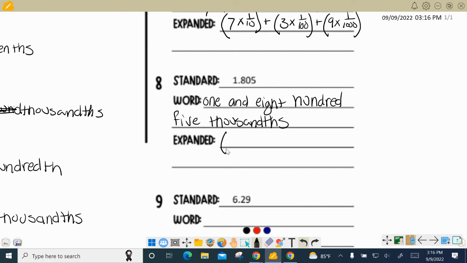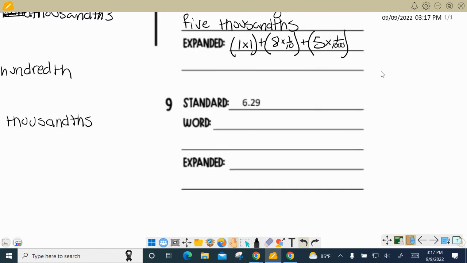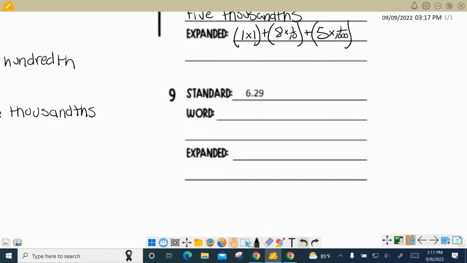Now try the expanded form. For this one, I hope you said 1. Oop, that does not look like a 1. Let me fix that. 1 times 1, because the 1's in the ones place, plus 8 times 1/10, because the 8 is in the tenths place, plus, you could put the 0, but you do not have to, 5 times 1/1,000. Looks good. Last one.